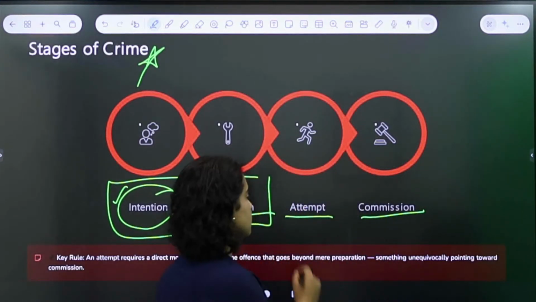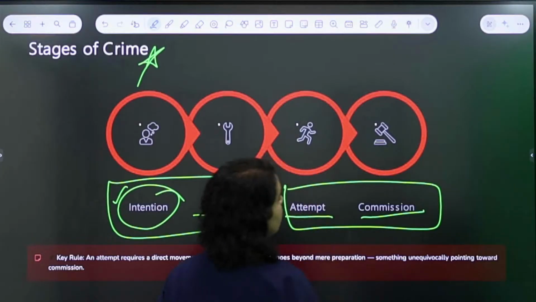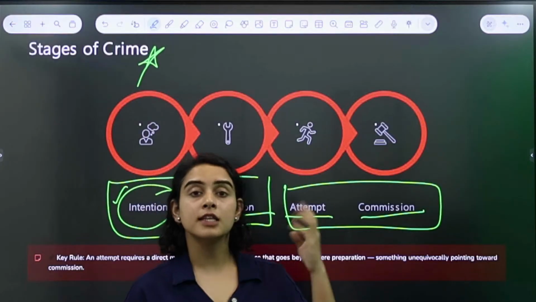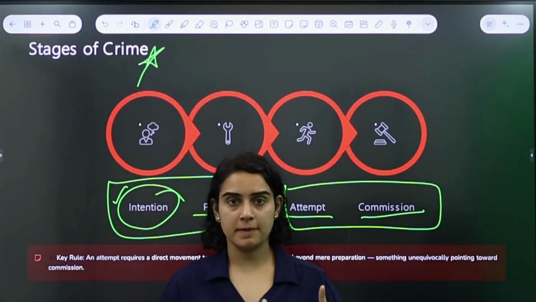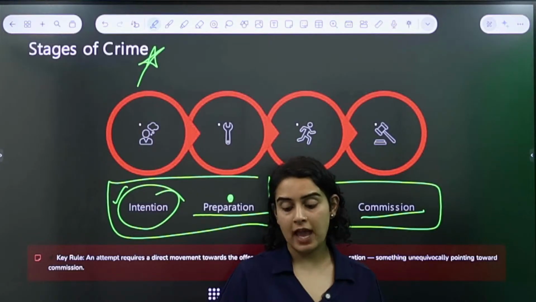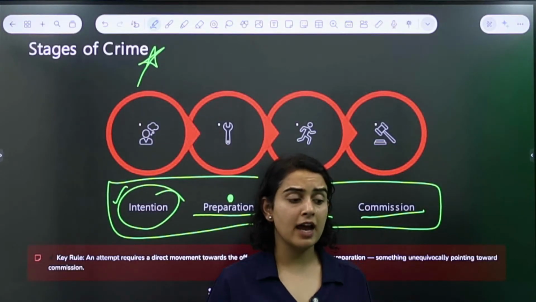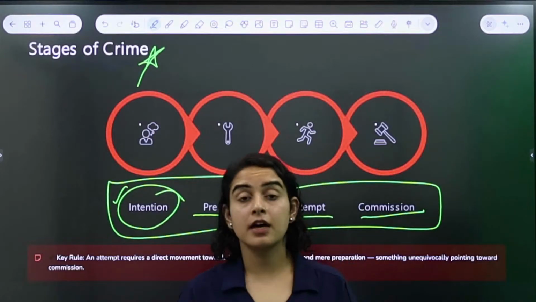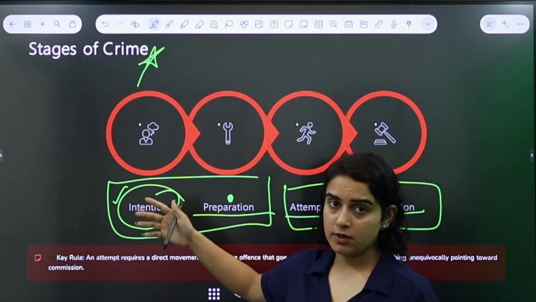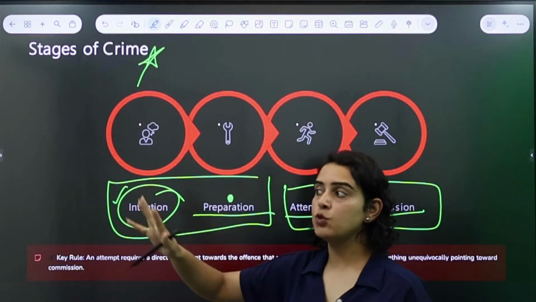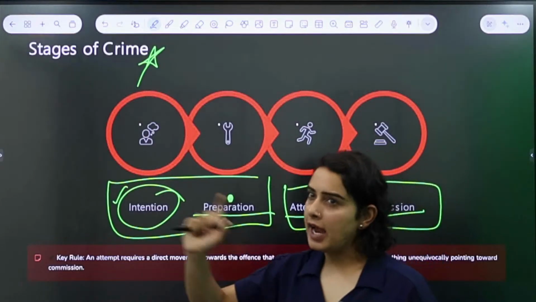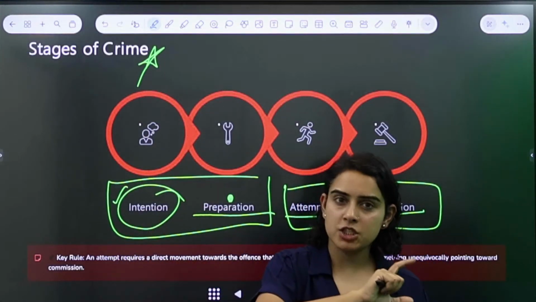And these two stages, attempt and commission, will reflect the guilty act of the person. And together, these four stages will make a crime happen. All right. So a lot of times you might have passages around stages of a crime, where different stages have been discussed. And then you might have an application based question, where you have to understand if the act has been done, and if the intention was there or not, right?